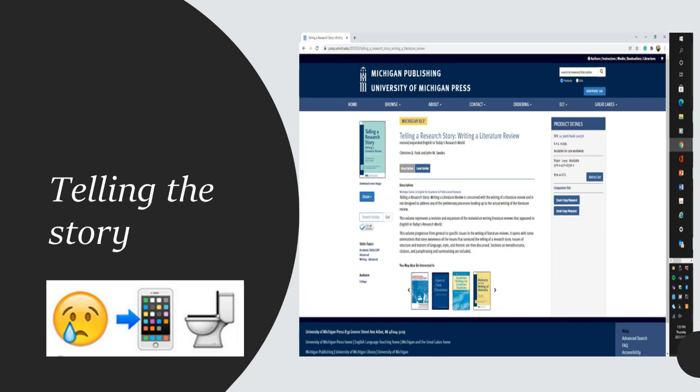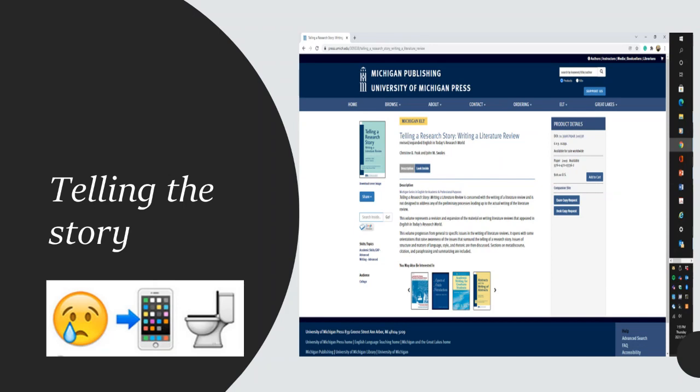Now, Michigan Publishing of the University of Michigan Press, you can have a look at where you could find the URL, and they talk about writing a literature review by telling a research story. So you might get some useful information about story writing as well.